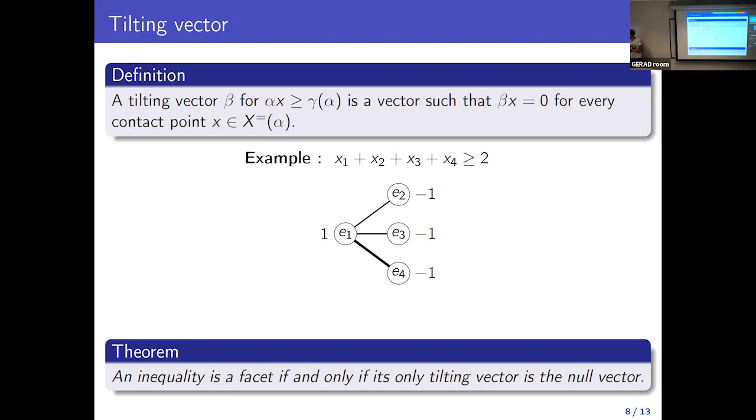And the main theorem, or the first theorem on that subject, is that if you have an inequality, it is a facet if and only if the only tilting vector has only 0 coefficients. So in this case, it means that, for example, these inequalities for which we just created a tilting vector, because it satisfies all the constraints in the definition, it is non-null. So this inequality is not a facet of the instance that we presented before.